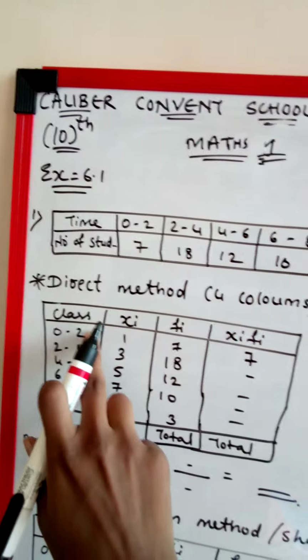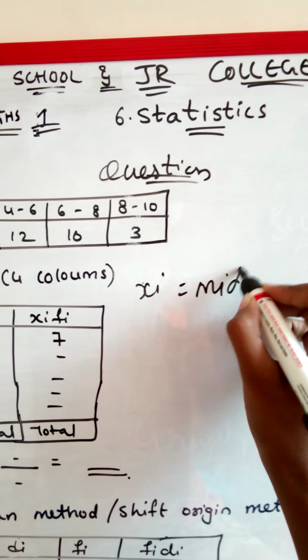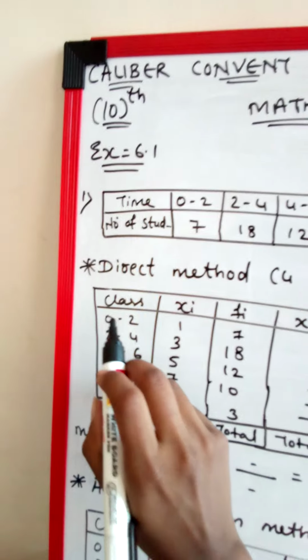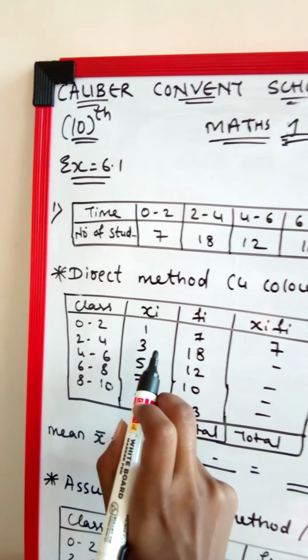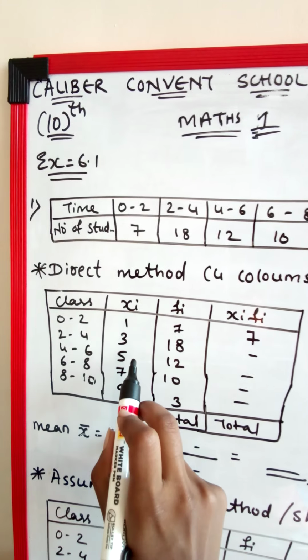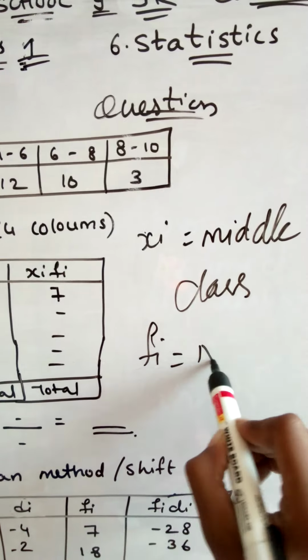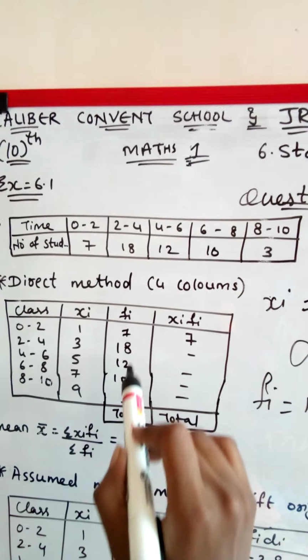Class means you will write 0 to 2, 2 to 4, 4 to 6 in class. Now xi means the middle of the class. Middle of class means, see, 0 to 2 middle is 1, 2 to 4 middle is 3, 4 to 6 middle is 5. Then fi means the number which is given in the question. This number of students, number of families, whatever is given, you will write in fi.